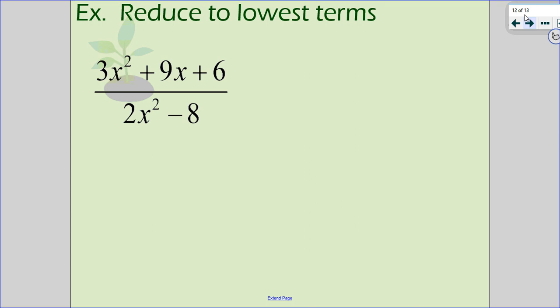So this is a tricky one. We have to factor the numerator and the denominator. I'm going to do those separately. Those are separate operations. So first I'm going to factor the numerator. The first thing you guys should look for is factoring out the greatest common factor. What is the greatest common factor in the numerator? 3. Good.